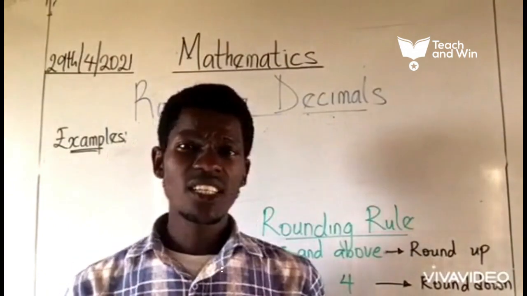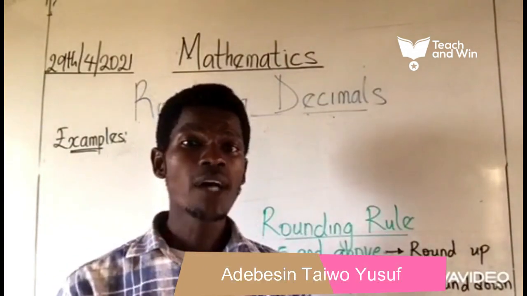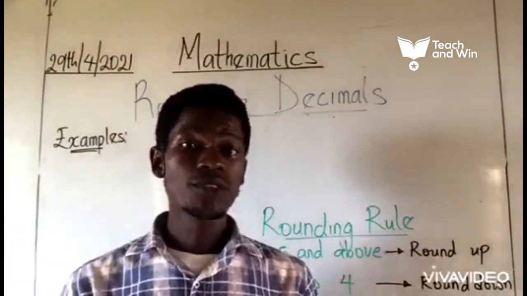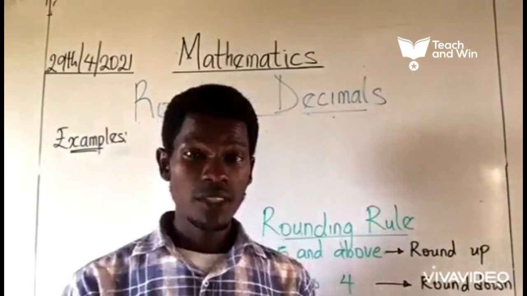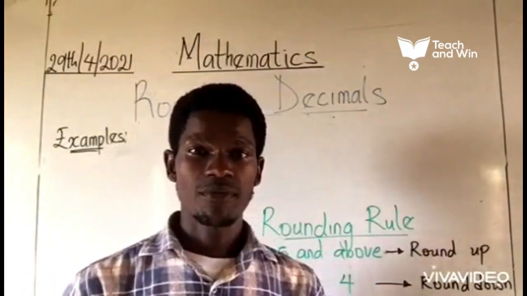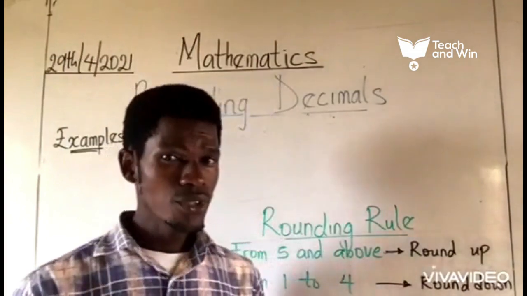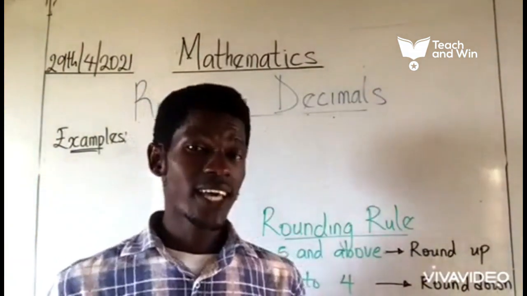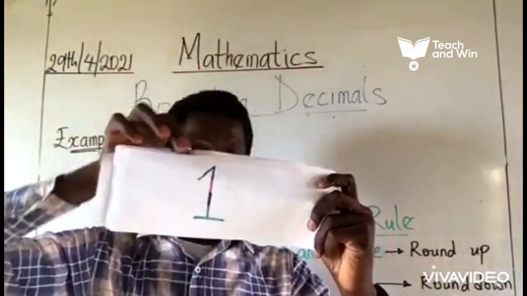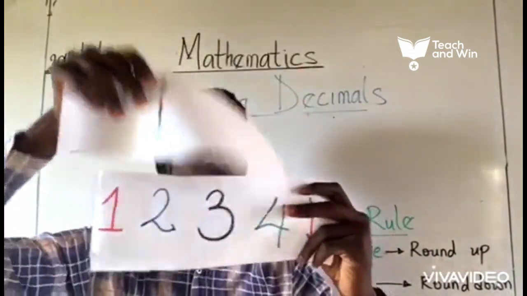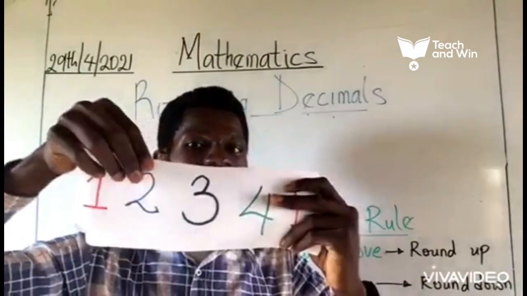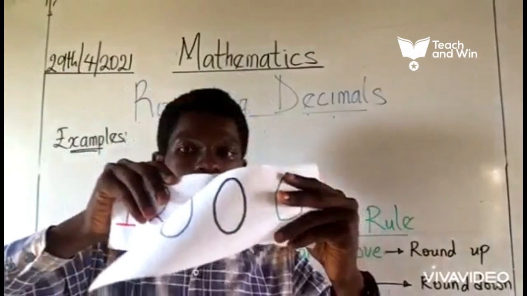In the previous lesson, we discussed rounding whole numbers to the nearest 10, to the nearest 100, and to the nearest 1000. And today, we'll be discussing rounding decimals. Do you remember your rounding rules? Your rounding rules state that when you have 5 or more, you round it up to 1. And when you have 4, 3, 2, 1, that's 1 to 4, you round them down to 0.